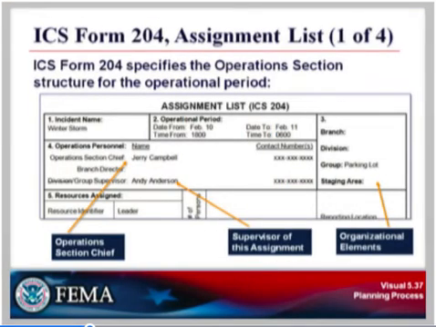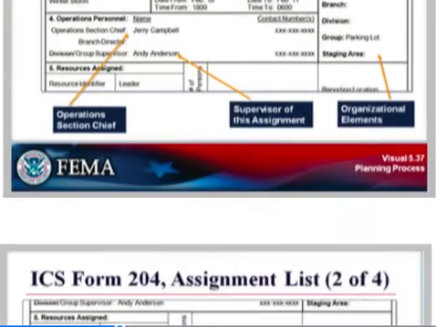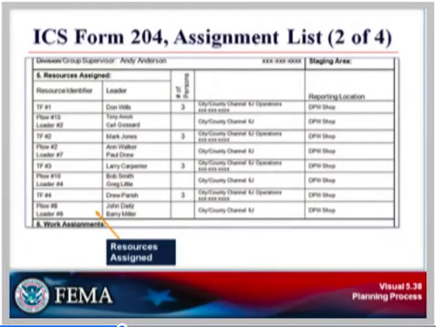The assignment list, or ICS Form 204, is based off the organizational structure of the operations section for the operational period. Each division or group will have its own page. This page will list who is supervising the division or group to include branch directors if assigned. Each 204 also includes specific assigned resources with the leader name and number of personnel assigned to each resource.